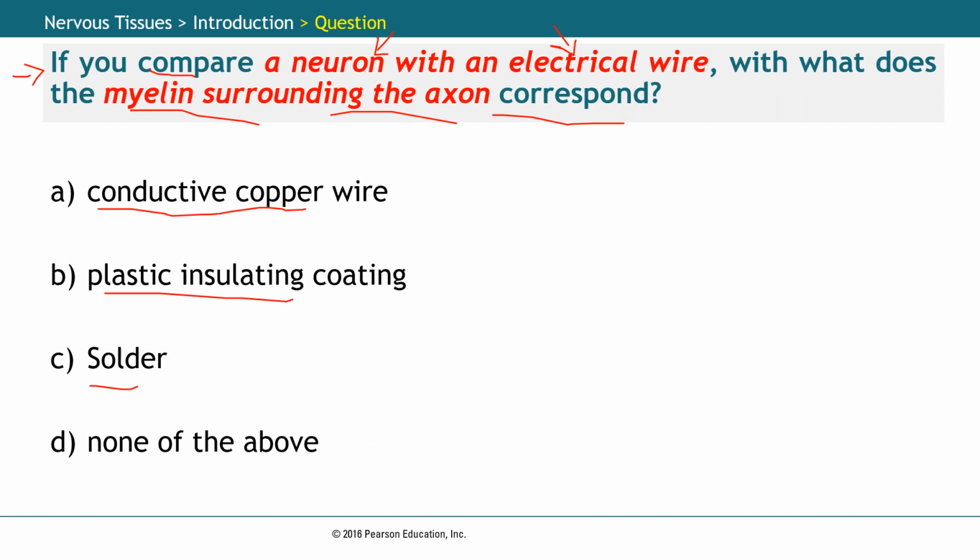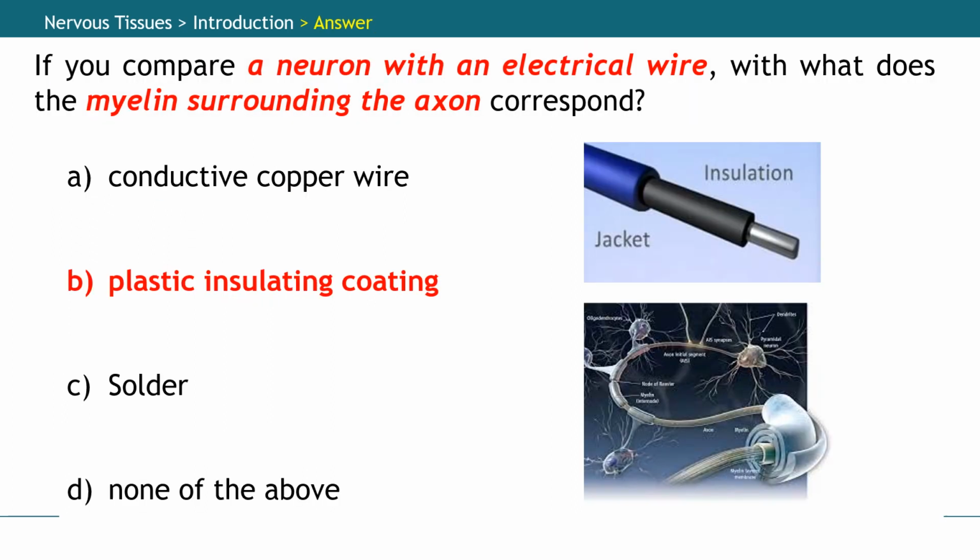And the answer is pretty easy. So here you have the jacket, and here you have the insulation. The conductive area is actually the part inside that allows the electrical signal to be transferred. So this is not the function that the myelin has. The lipids are actually doing the opposite, they are like the plastic insulation, helping so that the electrical signal doesn't get lost.